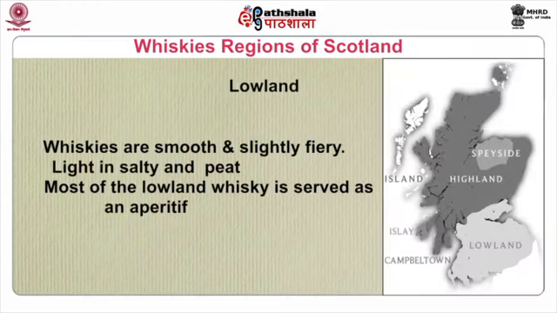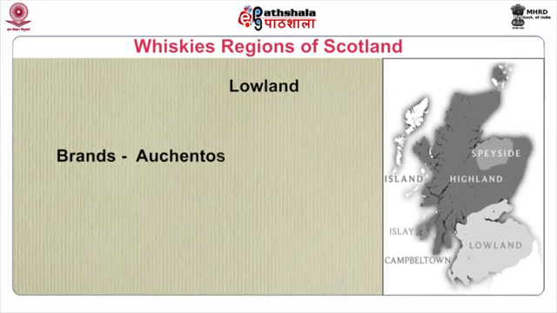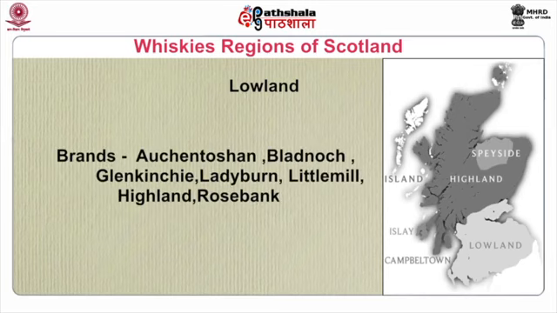Whiskies of this region are smooth and slightly fiery, light in salt and peat. Most of the Lowland whisky is served as an aperitif. Brands are Auchentoshan, Bladnoch, Glenkinchie, Ladyburn, Littlemill, Inverleven, Rosebank.